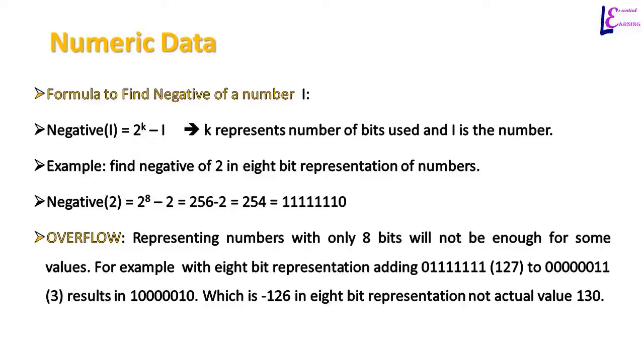Sometimes while performing operations, a situation might arise where a calculated value cannot fit into the number of digits reserved for it. This condition is called overflow. Representing numbers with only 8 bits will not be enough for some values. For example, with 8-bit representation, adding 127 to 3 results in 130 as the actual result. But 130 is equal to 10000010, and this number is equal to minus 126 on the number line. So the computer will give you a wrong result for this operation.